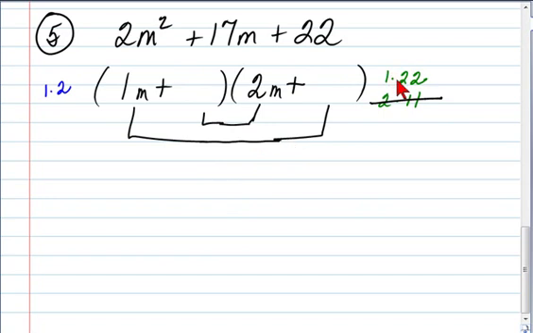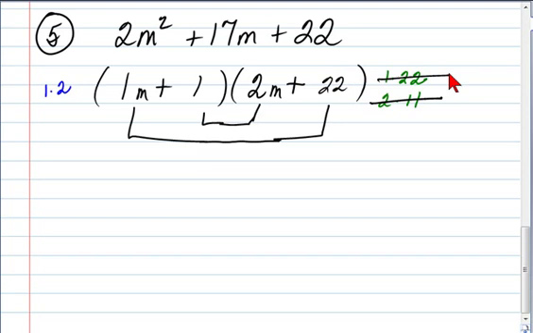Now 1 and 22. Well, is there any way that I can use a 1 and a 22 and I'm going to end up getting only 17? I mean, you can certainly try them any way you want, but it's going to be too big. Switch it and it's worse. Okay, 2 and 11 does not work. 1 and 22 does not work. What's our conclusion? Nothing works.